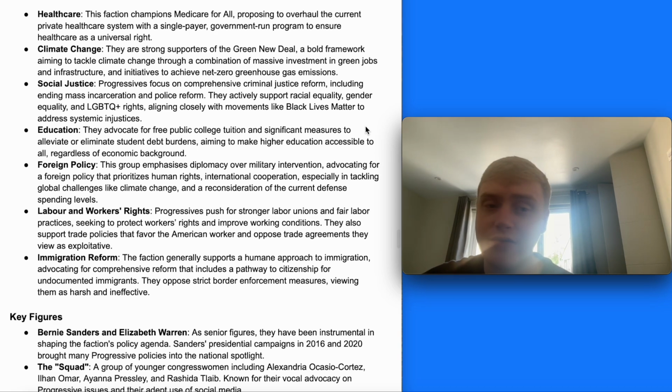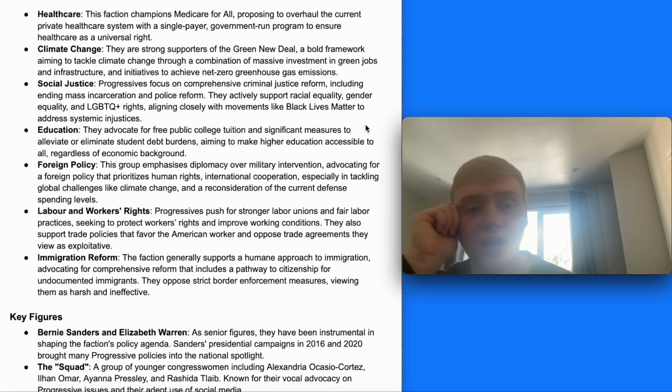On education, they advocate for free college tuition and significant measures to alleviate or eliminate student debt. And on foreign policy, they emphasise diplomacy over military intervention, advocating for a foreign policy that prioritises human rights. For example, in relation to the current violence in Gaza, they've been strongly opposed to Biden's stance, which has continued to be supportive of Israel.